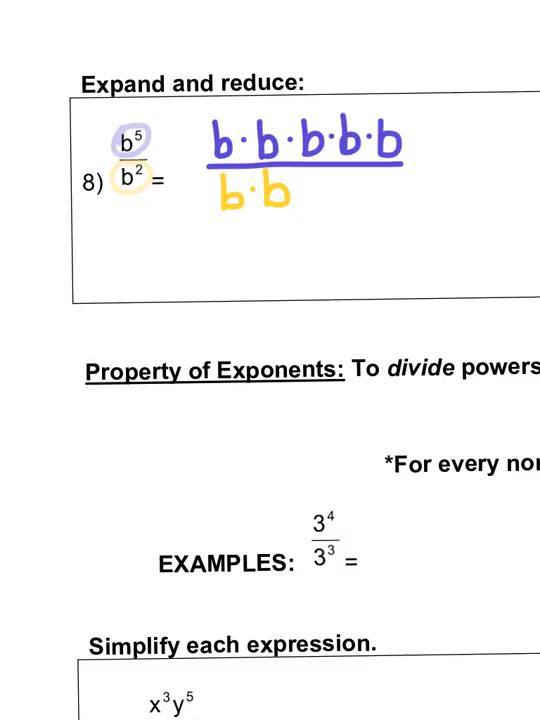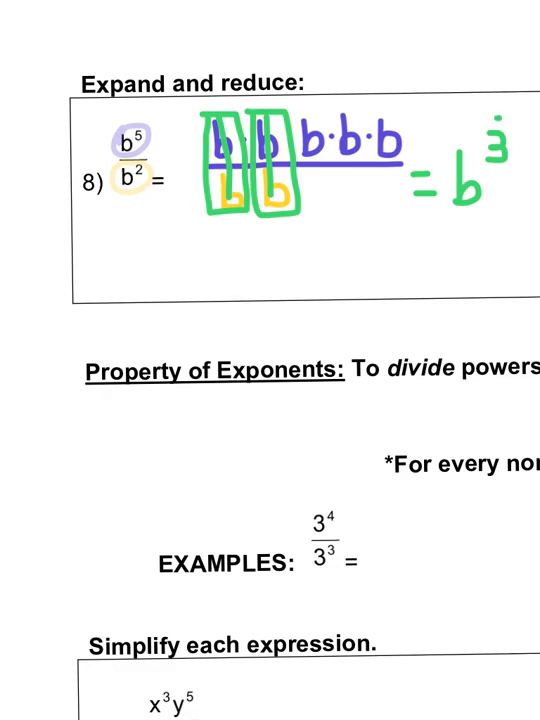Now that we've expanded number 8, it will make it easier to see that when you have a b over a b, that will simplify to 1. So they kind of cancel each other out. This b over b is 1. So we are left with b to the 3rd power.